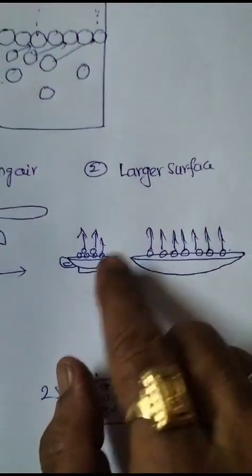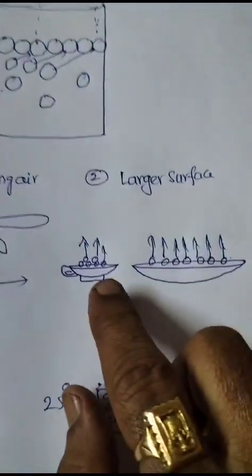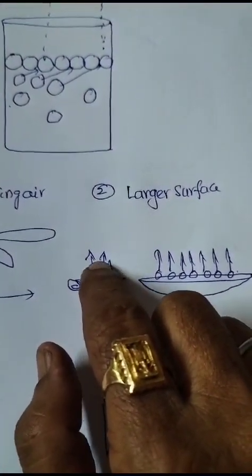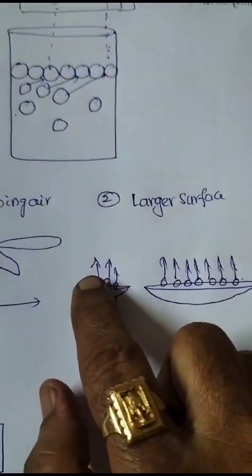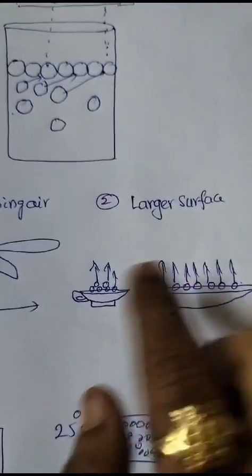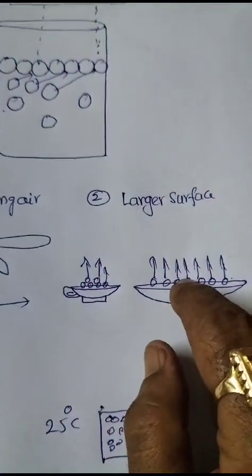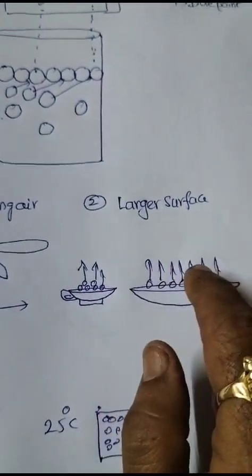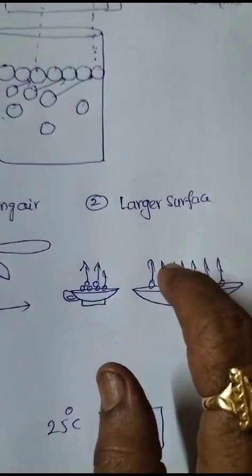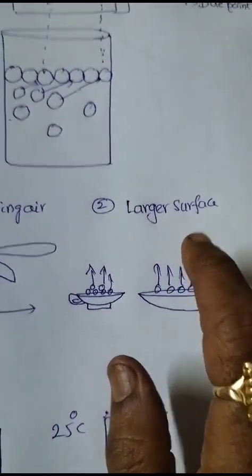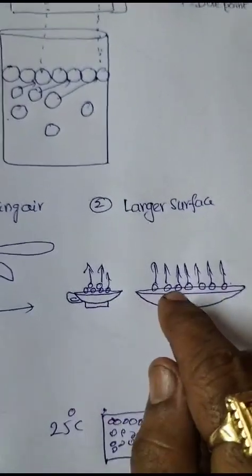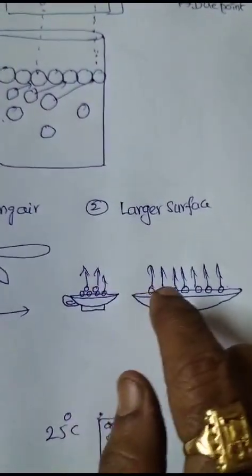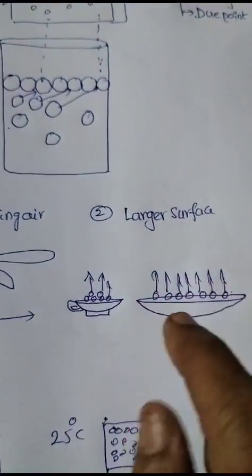The second one is the larger surface. We know pretty well that this is a surface phenomenon, because the particles have to come out from the surface only. So if there is a larger surface than a smaller surface, the chance of particles escaping is more and faster. Hence, if it has a larger surface, the particles will escape more, and the evaporation process will be very fast. That is the reason we sip tea in a saucer rather than in a cup, because the cup has less surface area, whereas the saucer has a larger surface area.